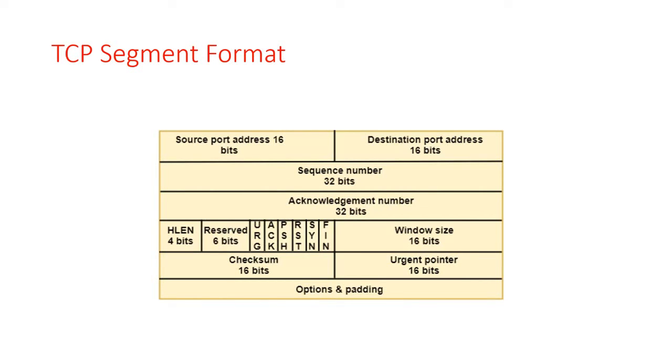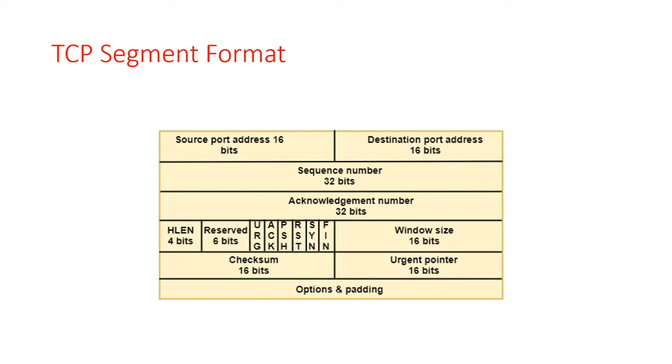Okay, so the next point is the window size. So the window size is the 16-bit field that defines the size of the window. The next is the checksum. The checksum is the 16-bit field used in error detection. The next is the urgent pointer.